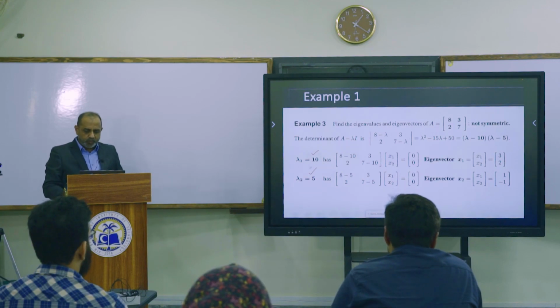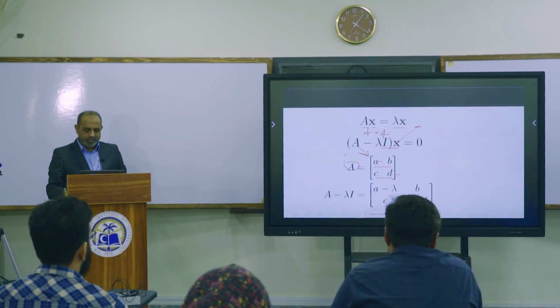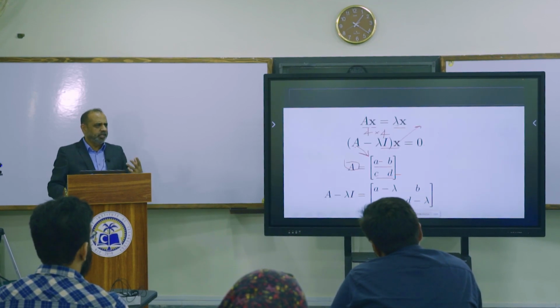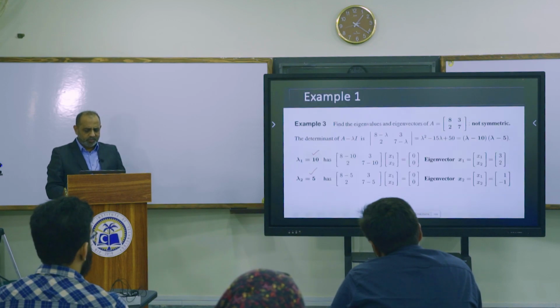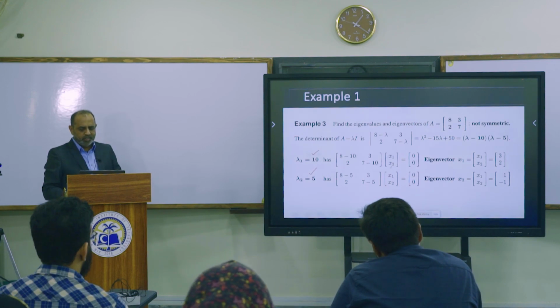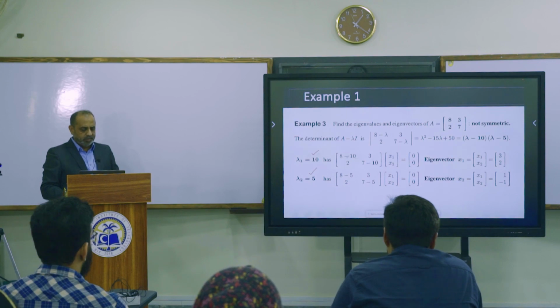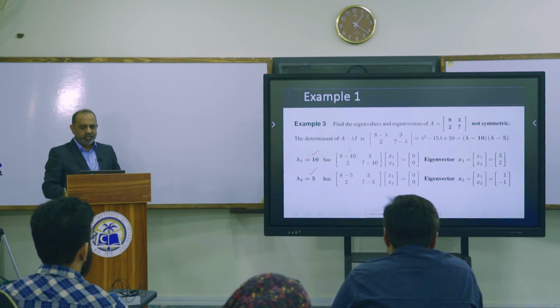So I put 10 in this equation. For lambda, I put 10. Once I put 10, I can just solve it. So instead of lambda, I write 10 here, x1, x2, equal to 0 and 0, and it becomes a simple case where I have to assign some value, because this is going to be minus 2, and I have two equations.